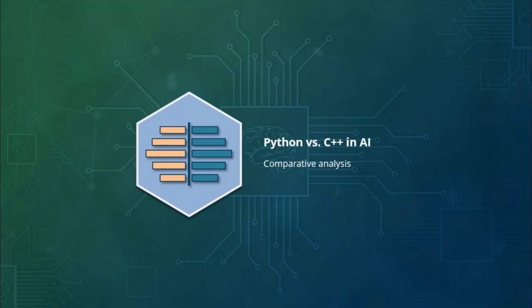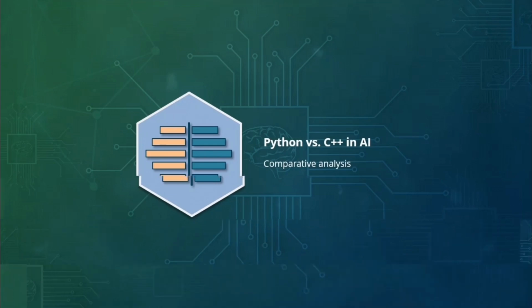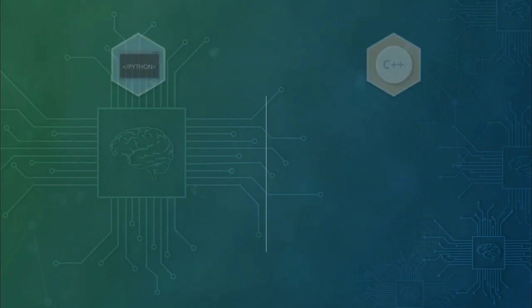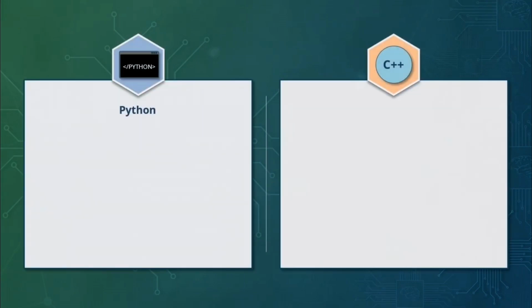Previously, we looked at the comparison between Python and R. Now let's look at some of the comparison of Python and C++, which is one of the most powerful general purpose and compiled programming languages. Let's see some of the most common attributes of Python versus that of C++.